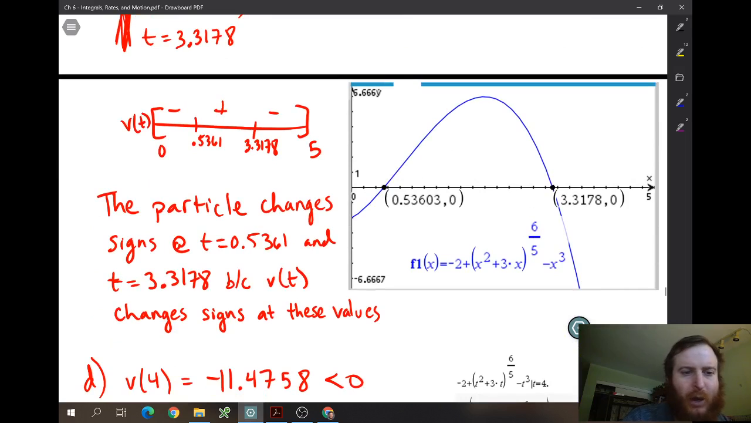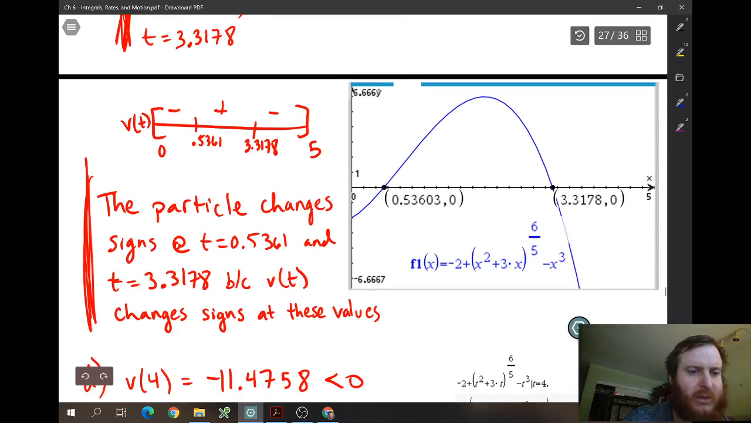Okay. Now we do need to write the statement because they asked us to explain or to justify. So the particle changes signs. This is my fault. The particle changes directions. That should have said directions.